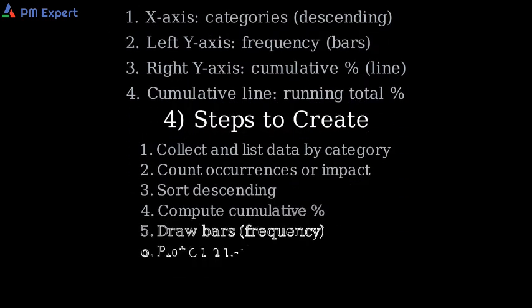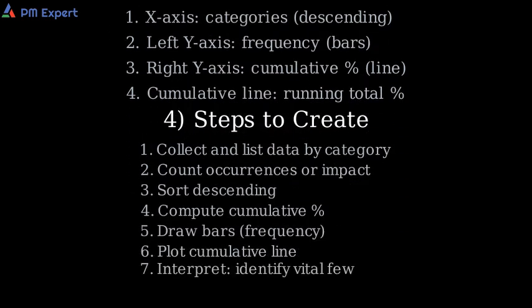Steps to create a Pareto chart. 1. Collect data by category. 2. Count occurrences or measure impact. 3. Sort categories in descending order. 4. Compute cumulative counts and percentages. 5. Draw bars for frequencies. 6. Plot the cumulative percentage line. 7. Interpret and identify the vital few.